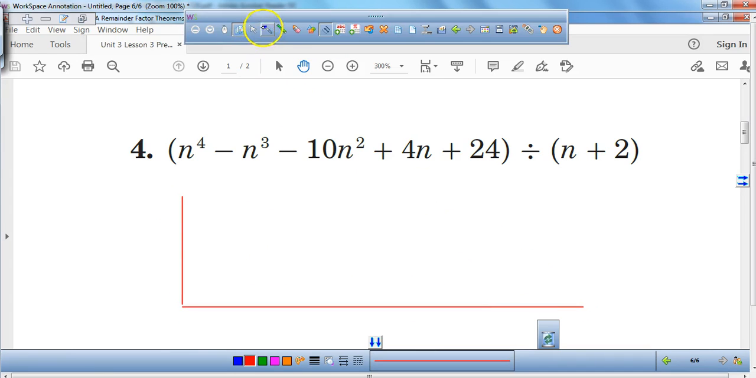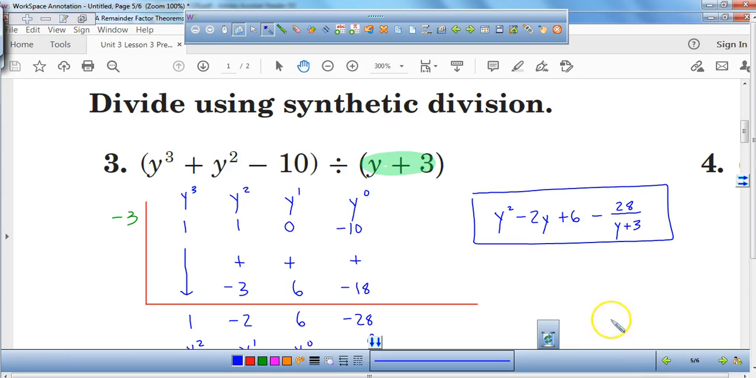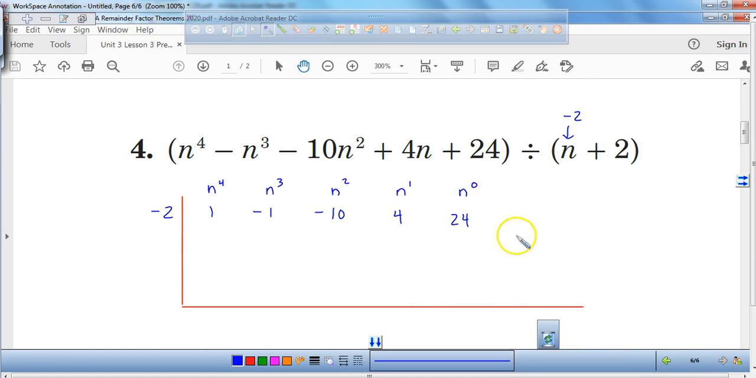Okay, here we go. If that says n plus 2, I'm going to make this a negative 2. That's important. Remember, it's always what number makes that equal to 0. Then I go n to the power of 4, n to the power of 3, n squared, n to the power of 1, and n to the power of 0. Then you ask yourself, how many n to the power of 4s are there? 1. How many n cubes? Negative 1. Even if you can't see it, it says negative 1 right there. How many n squareds? Negative 10. How many n to the power of 1s? A total of 4. And how many constants at the end? 24. This one's a little bit different. We don't have to fill in a 0 spot because everything has a number.